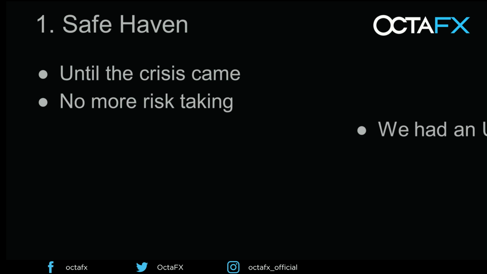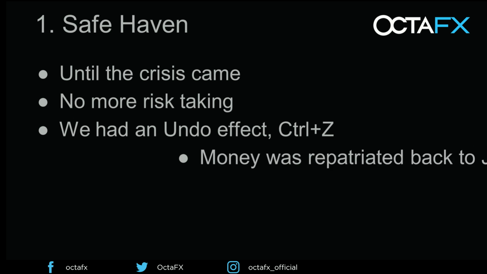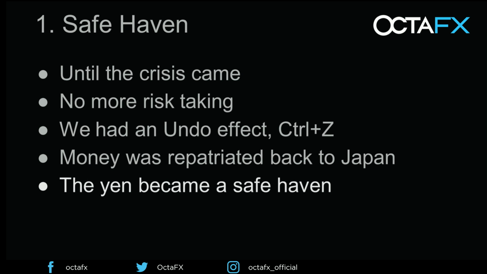2007-8, no more risk taking. So what happens? We have an undo, like you click Ctrl Z on your keyboard, money just went back to Japan. Okay, so money was repatriated back to Japan, went back home. Even though it was cheap, it was not risky. Okay, so the yen became a safe haven currency.